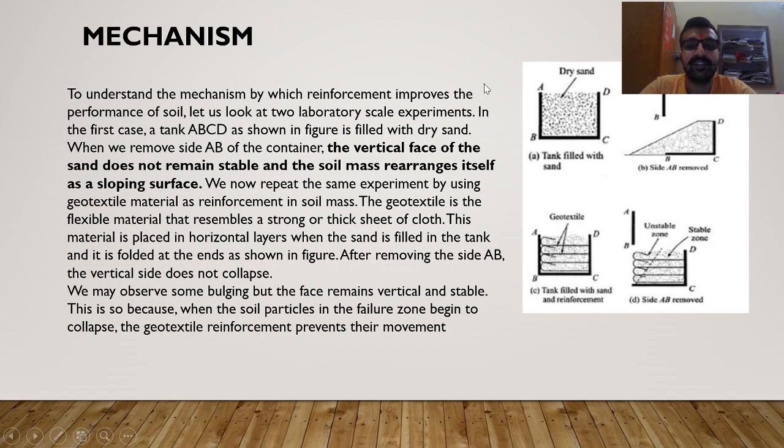Now, talking about the mechanism, how these are being installed. We will take a tank and fill it with dry sand. When we remove the side AB as shown here, the vertical face of the sand does not remain stable and the soil mass rearranges itself. But if we fill the same tank by providing layers and folding these geotextiles, and when we remove this side AB, there may be some bulging, but the face remains vertical and stable.